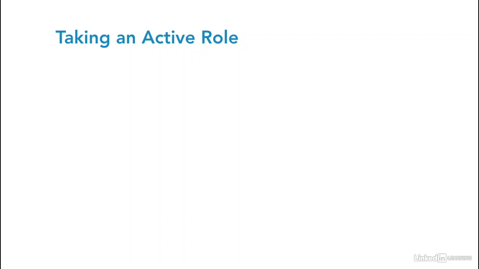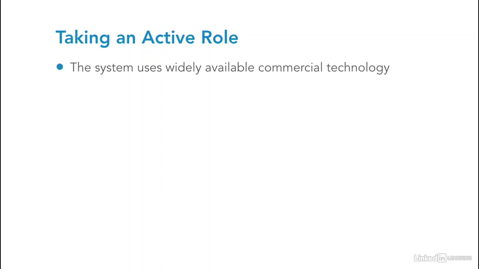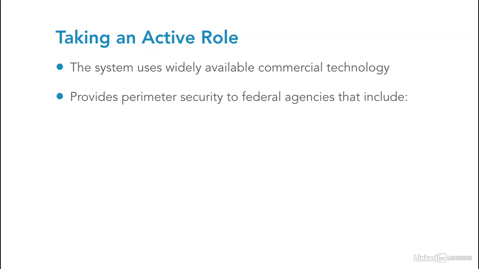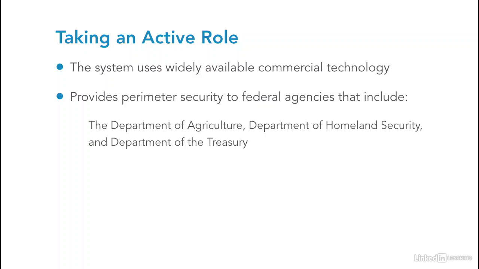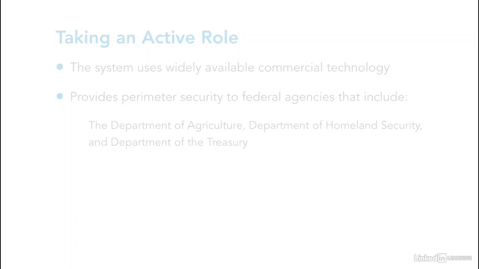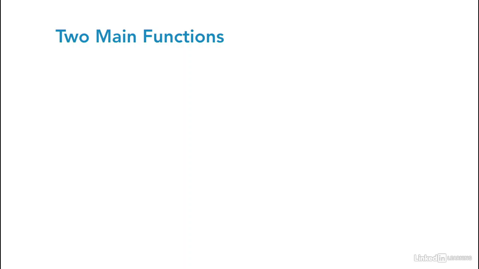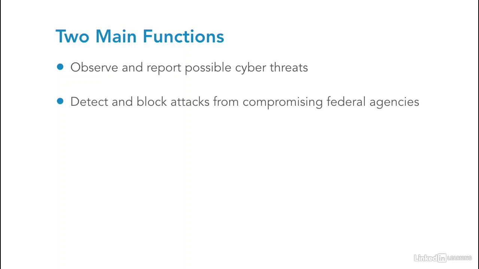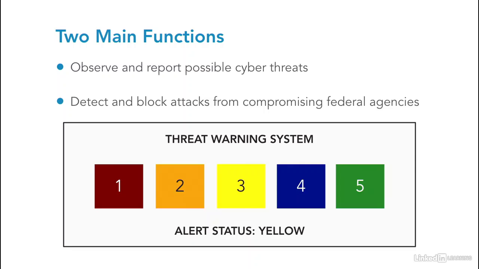The Einstein systems have an active role in federal government cybersecurity. The system uses widely available commercial technology and protects perimeter defenses to federal civilian executive branch agencies that include Agriculture, Homeland Security, and Treasury. The Einstein system's two main functions are to observe and report possible cyber threats and detect and block attacks from compromising federal agencies.